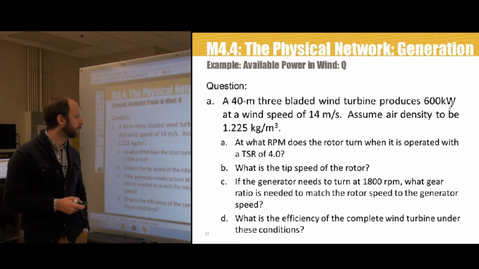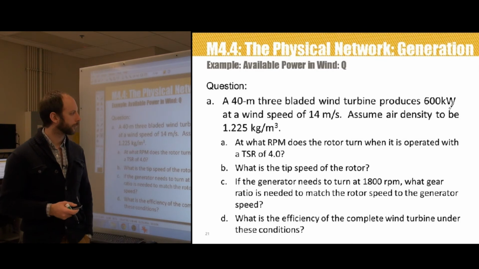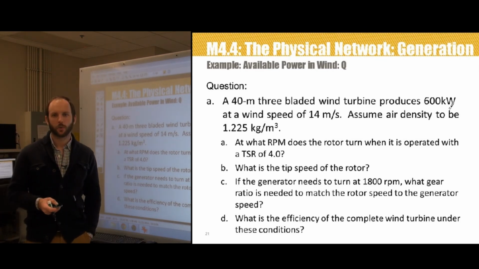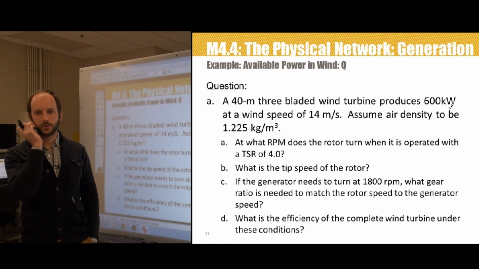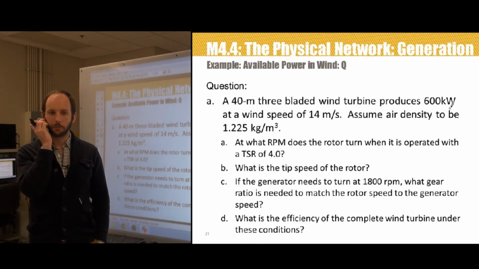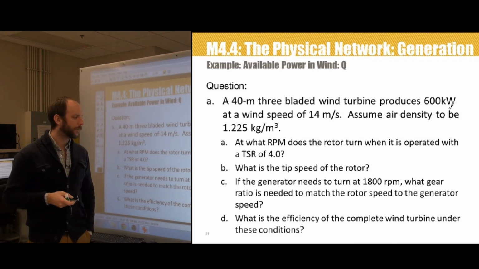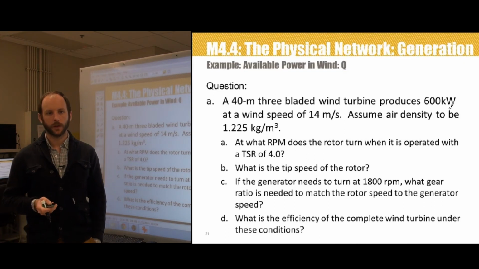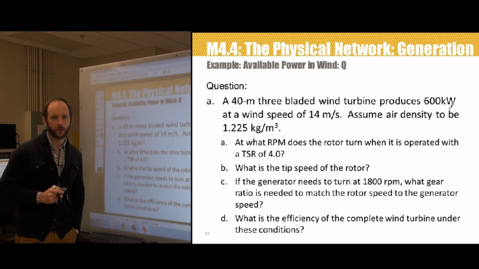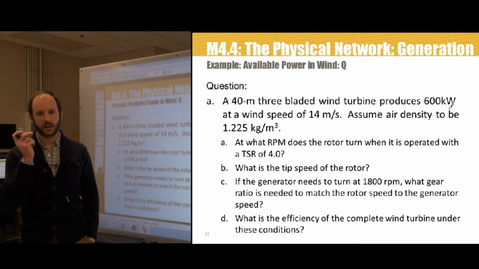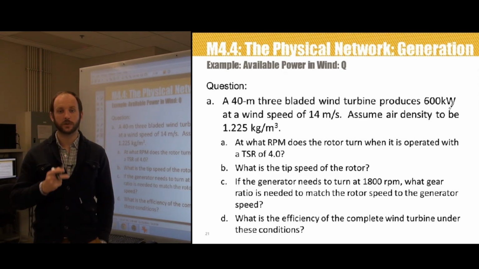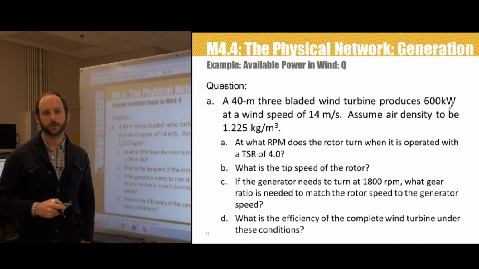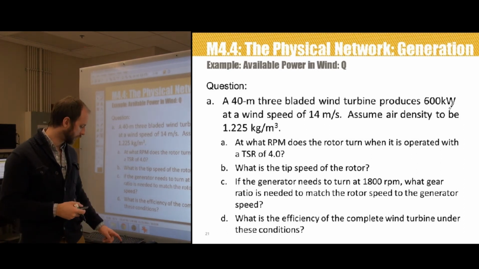We've got a 40-meter, 3-bladed wind turbine. It's producing 600 kilowatts at a wind speed of 14 meters per second. We're going to assume the air density to be 1.225 kilograms per cubic meter. At what RPM does the rotor turn when it's operated with a TSR of 4? What is the tip speed of the rotor? If the generator needs to turn at 1800 RPMs, what gear ratio is needed to match the rotor speed to the generator speed? And what is the efficiency of the complete wind turbine under the conditions that we've got stated here?